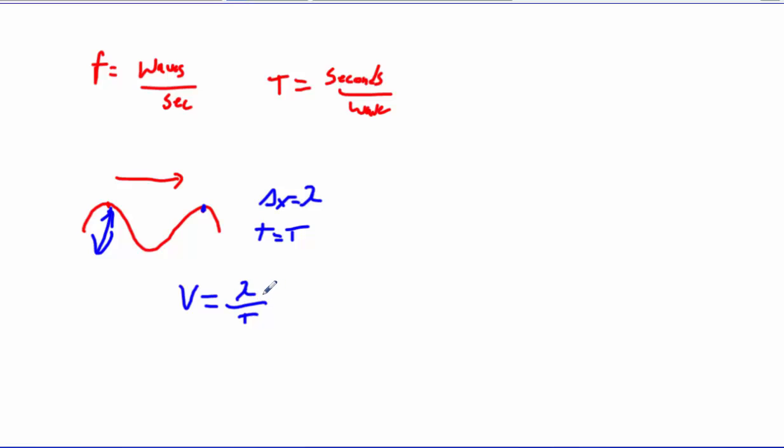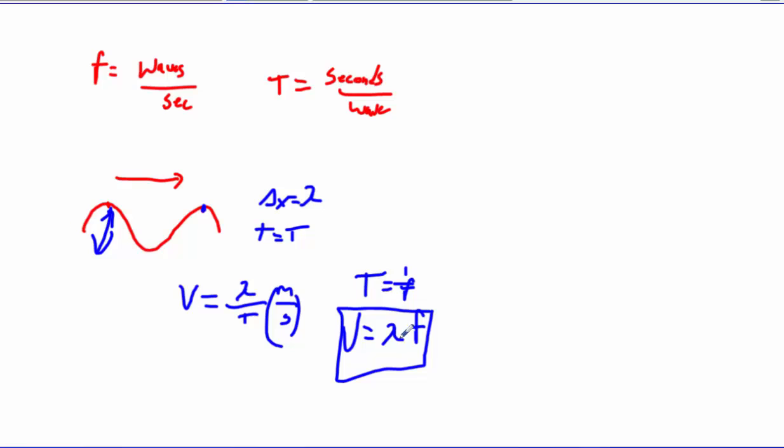And just to make sure that that makes sense, wavelength is a distance measured in meters, period is a time measured in seconds, so that is meters per second, so our units check. And then since we know T is equal to the inverse of frequency, that means v is equal to wavelength divided by 1 over f, which is just times f. So we have this equation for the speed of a wave. v equals wavelength times frequency.